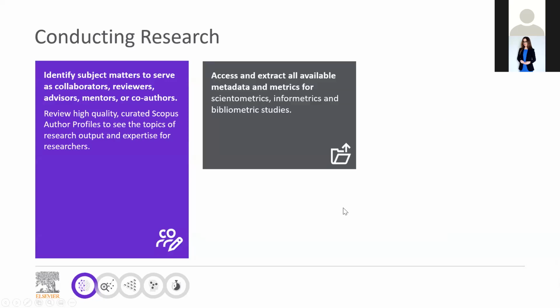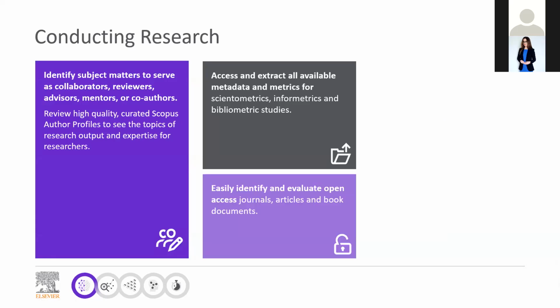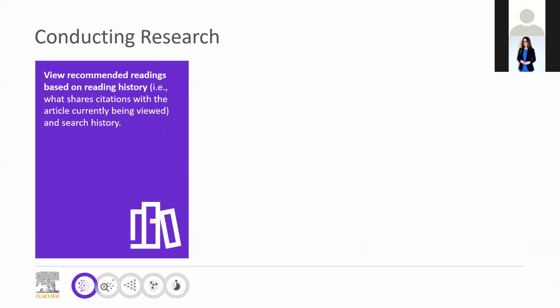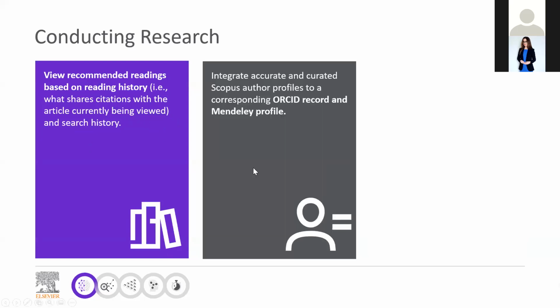Okay, so what else? Well, we can also identify subject matter experts to serve as collaborators, reviewers, advisors, mentors. We can access and extract all available metrics and metadata for bibliometric studies. You can easily identify and evaluate open access journals. You can also evaluate research relevancy and view recommended readings based on reading history. That's a very nice part of searching for documents, or integrate your profile with your ORCID or Mendeley profile.